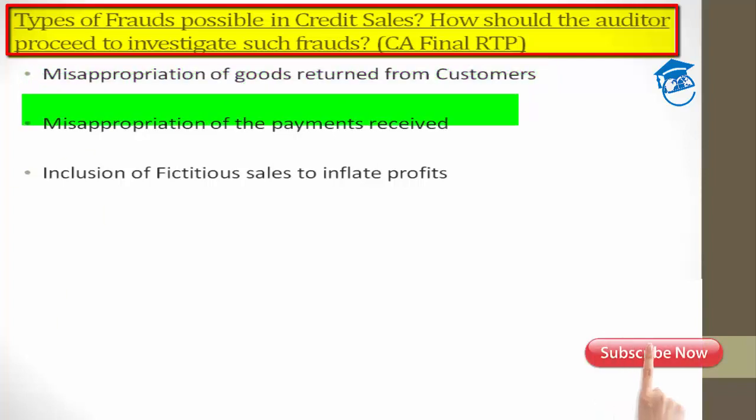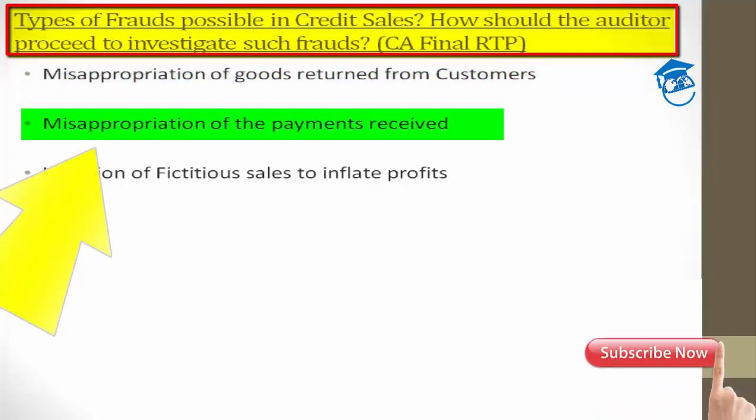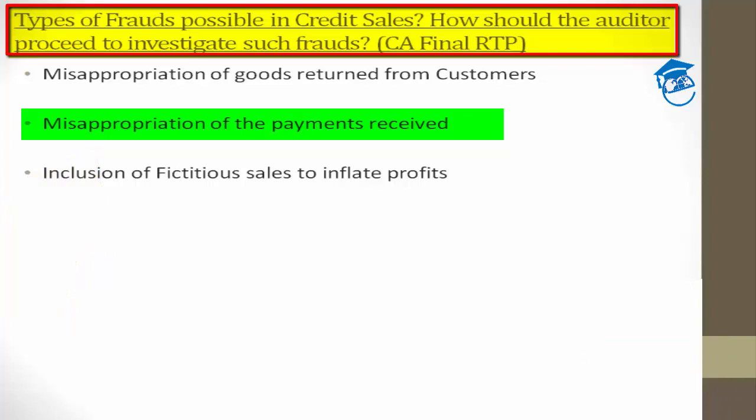Number 2, misappropriation of the payments received. Now, this is something again which is very crucial. You've made some credit sales and you've received the payment, so how can misappropriation be done with that payment? You need to verify the statement received from the customer and see that the balances agree with the aggregate of unpaid invoices and the credit notes in the relevant customer folder.